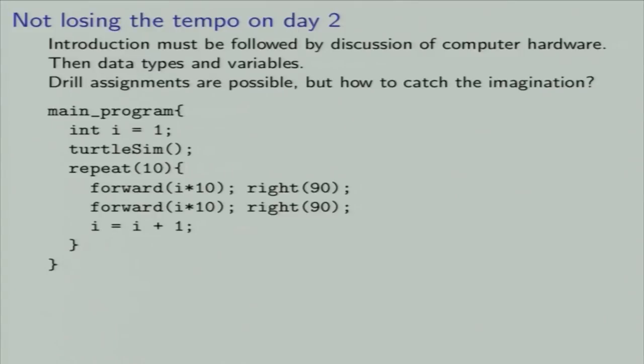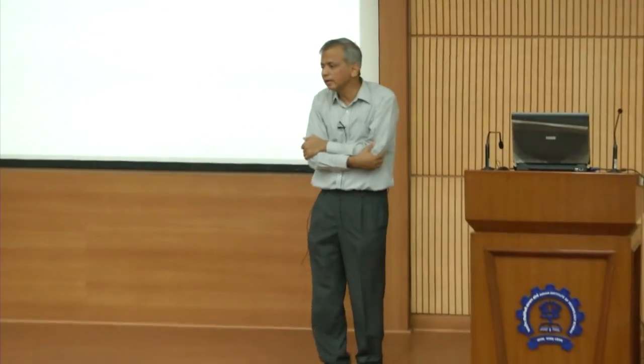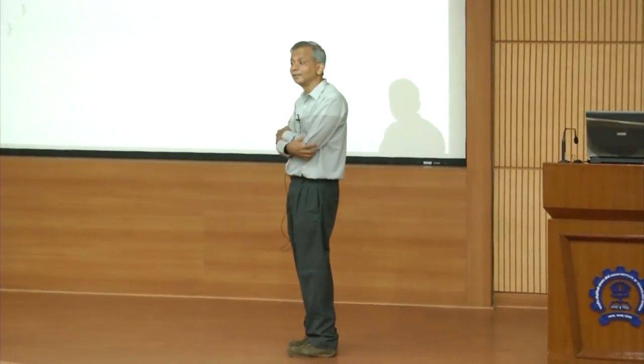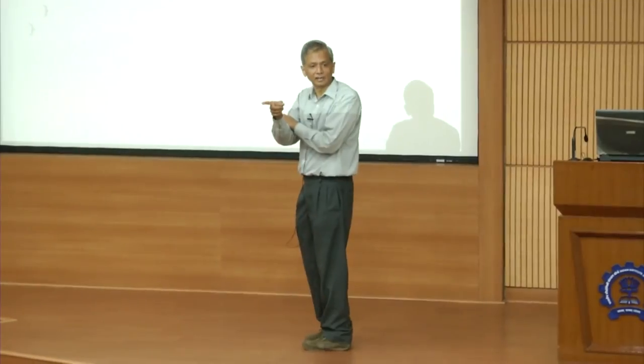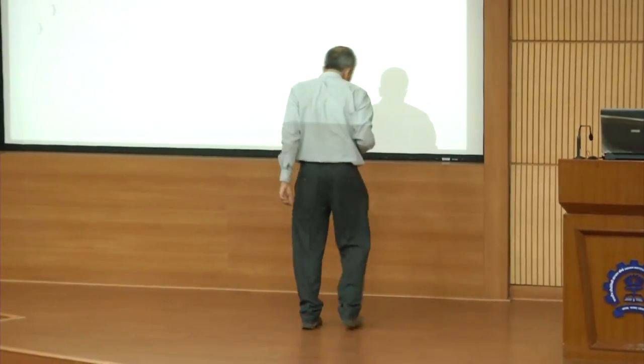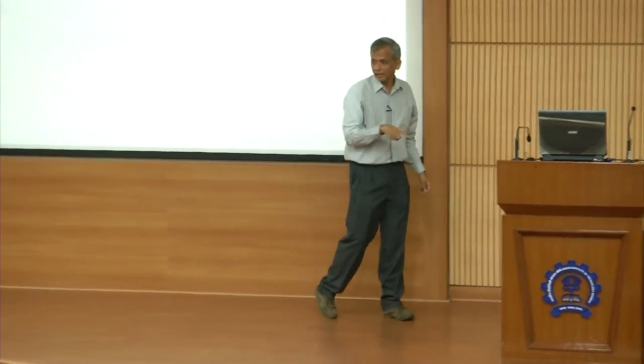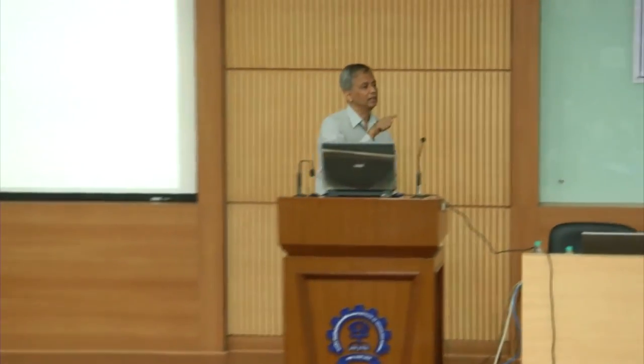Well, take this program. Again, stare at it for a minute and tell me what you think it might be doing. So it goes one step, it goes 10 steps and then turns. 10 steps and it turns. Spiral. Sorry? Spiral. It's doing a spiral. Because subsequently the length through which it is moving is increasing. Initially it was moving through 10 steps because i was one. Later on it starts moving through 20, then 30 and so on.